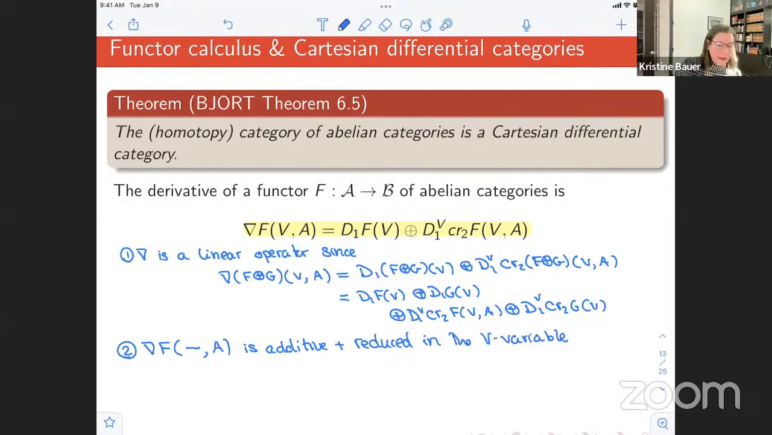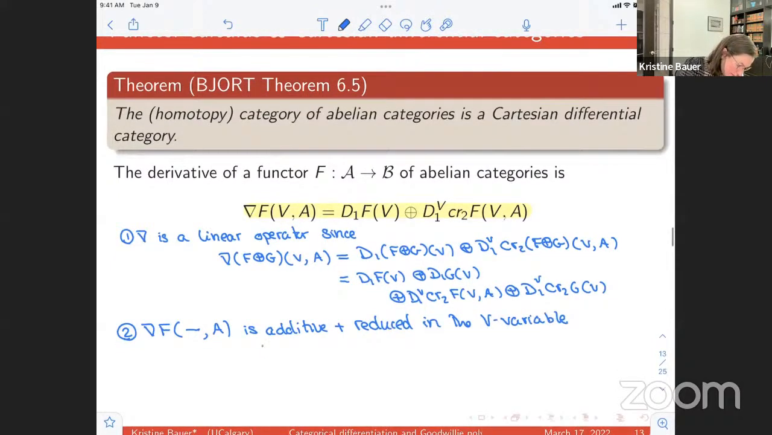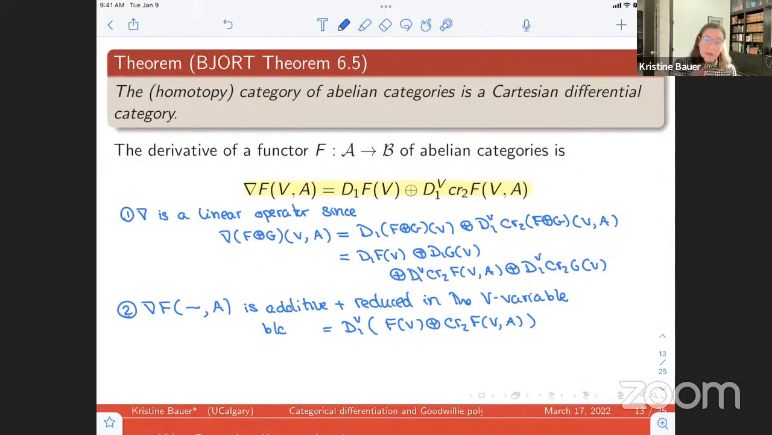But this is forced by the fact that what I'm really looking at is the same thing as d1 in the v variable. Remember, d1 preserves direct sums. So this is really d1 of some other functor. And d1 is the thing that makes something reduced and additive. So this will be linear in the direction variable simply because I've applied d1 in the direction variable to another functor.